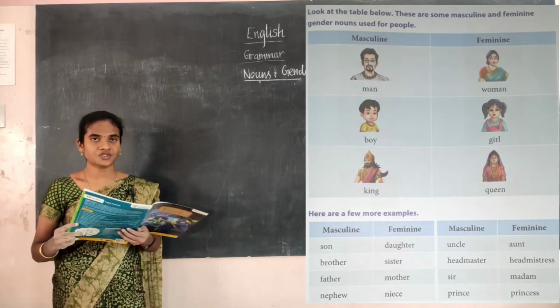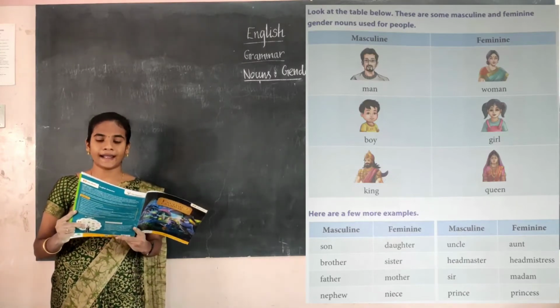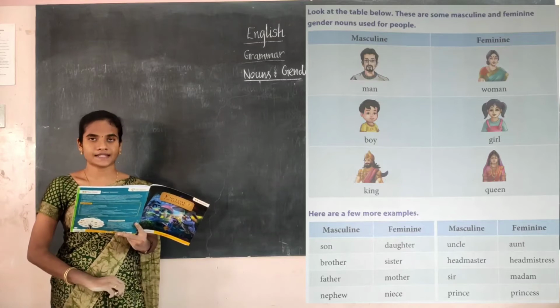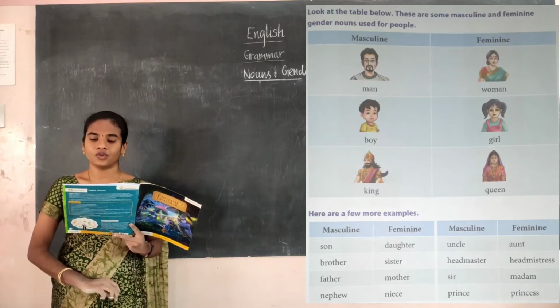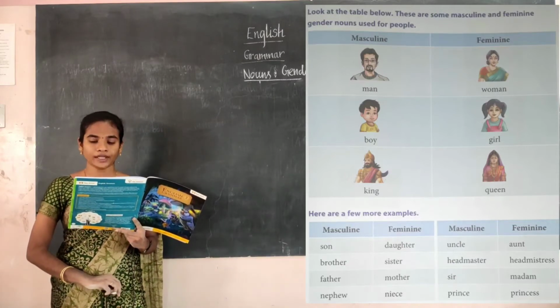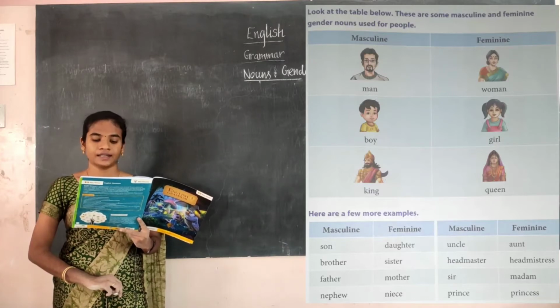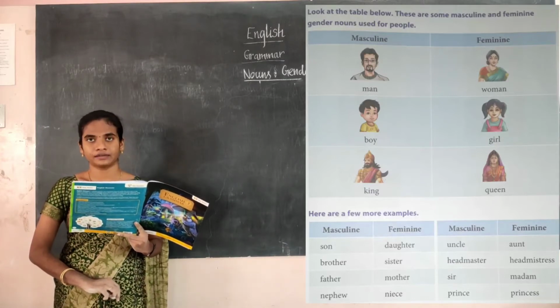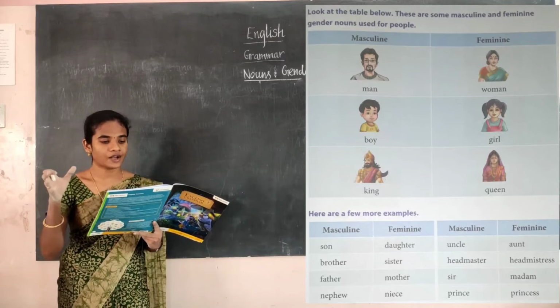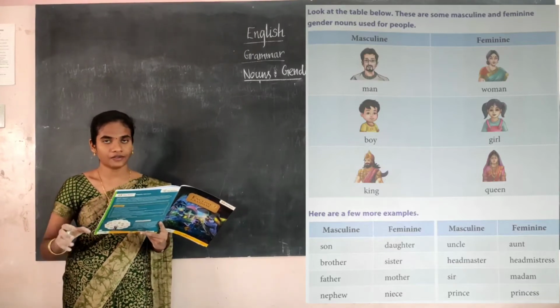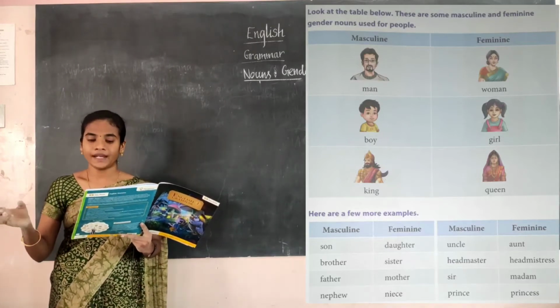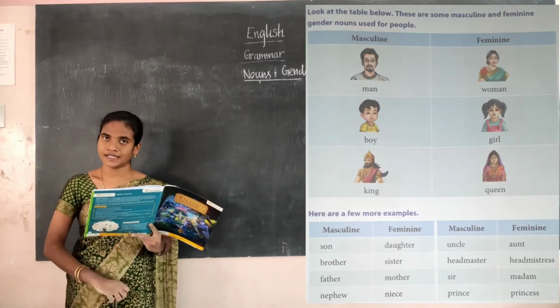Okay, now see this picture. It's a man. Man is the masculine. Man, woman, boy, girl, king, queen. For the male one you have to say man, boy, king. For the female it's woman, girl, queen. Have to say like this.